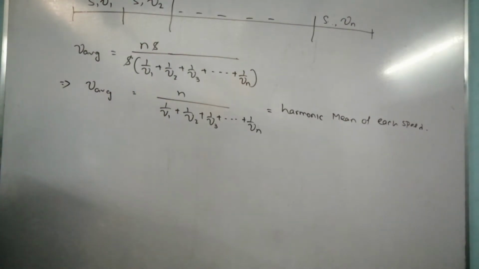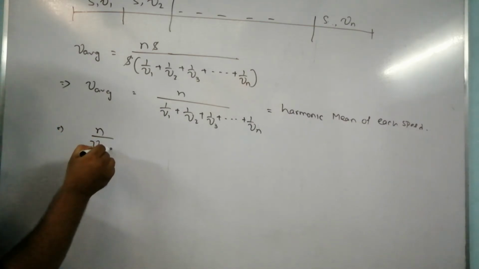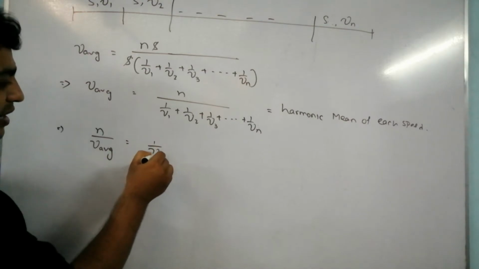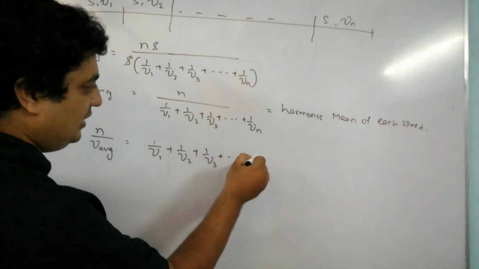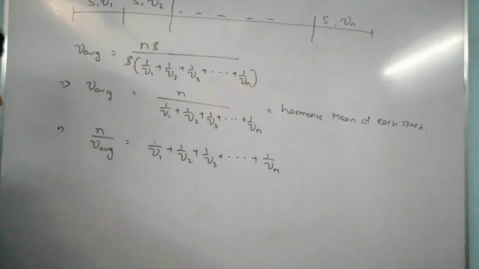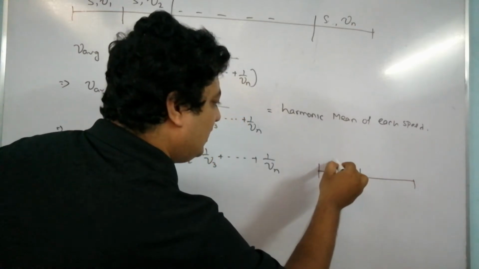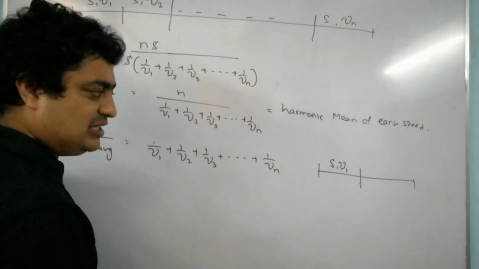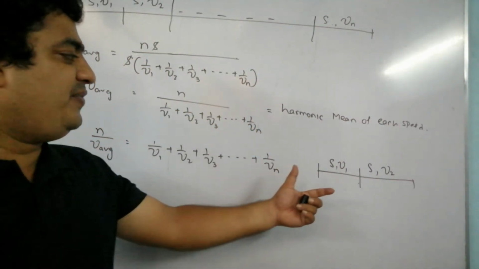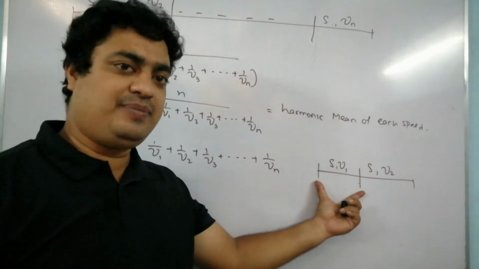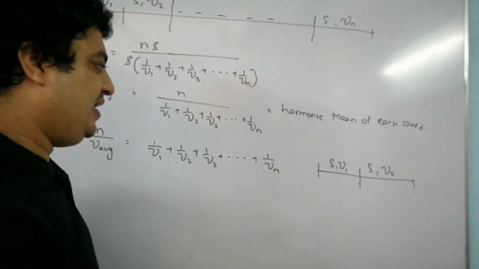Now, we can write it as n by V average equal to 1 by V1 plus 1 by V2 plus 1 by V3 up to 1 by Vn. Now consider a special case. If a particle covers first s distance with speed V1 and next s distance with speed V2. A particle covers first half distance with speed V1 and the next half distance with speed V2.